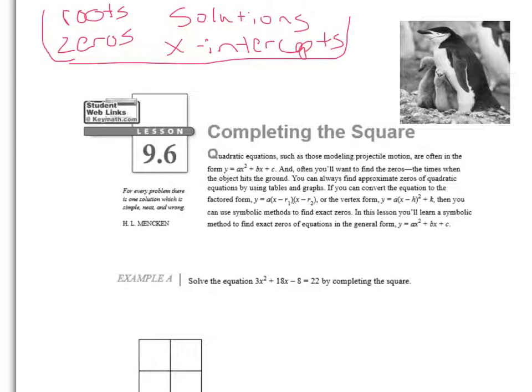So roots is when we're square rooting to get the answer. Zeros is when we have an equation equal to 0. X-intercepts, where y is 0. We're trying to find out where it crosses. Solutions, they're all the same thing.